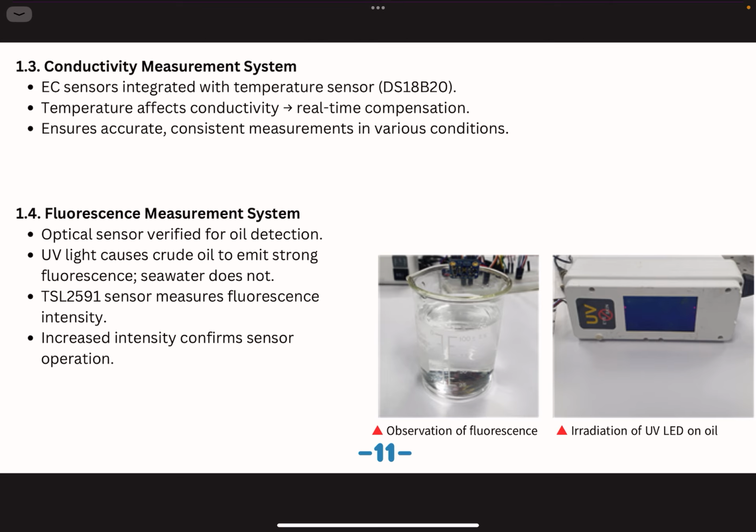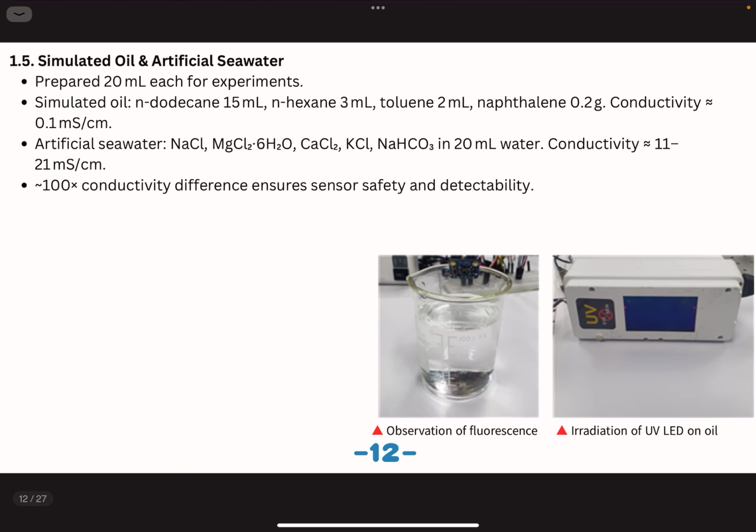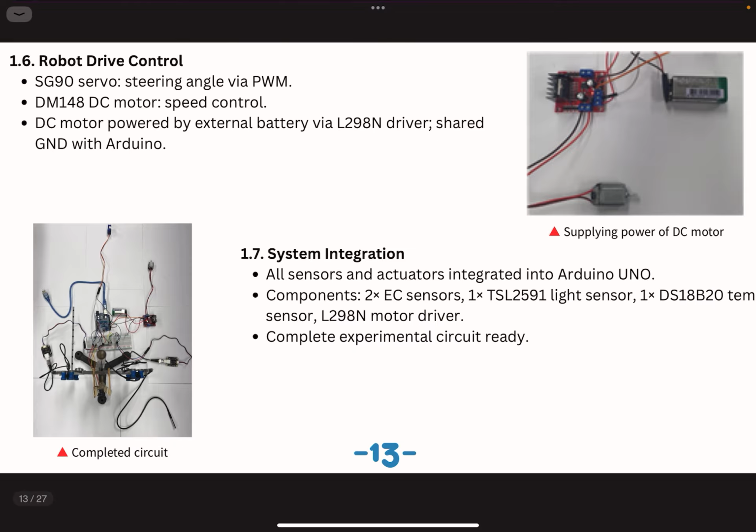EC values are collected using a temperature sensor, and fluorescence is measured by shining UV light and reading the intensity with a TSL2591. Simulated oil shows about 0.1 millisiemen per centimeter, and artificial seawater is 11 to 21, giving about a 100-fold conductivity difference for safe and clear detection.